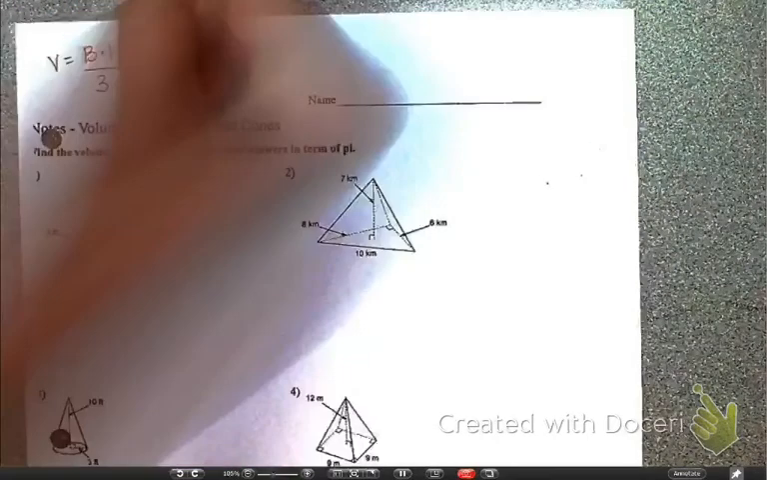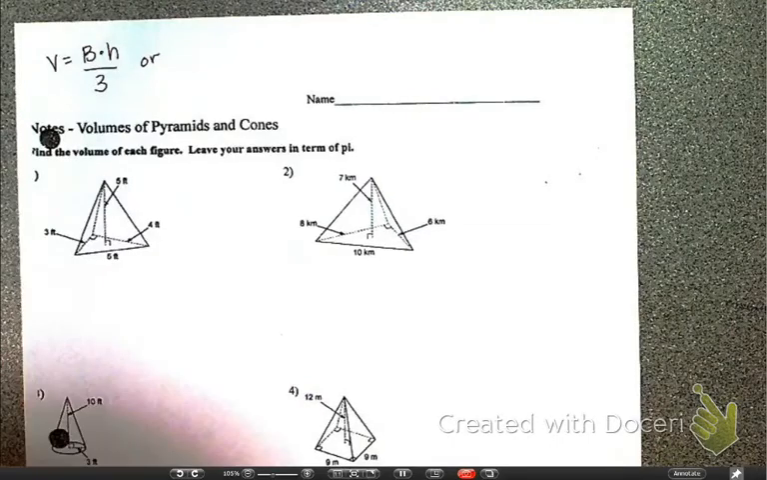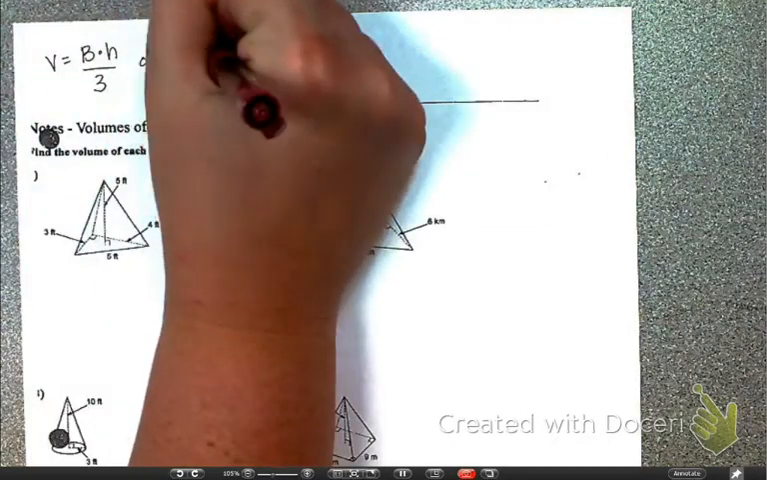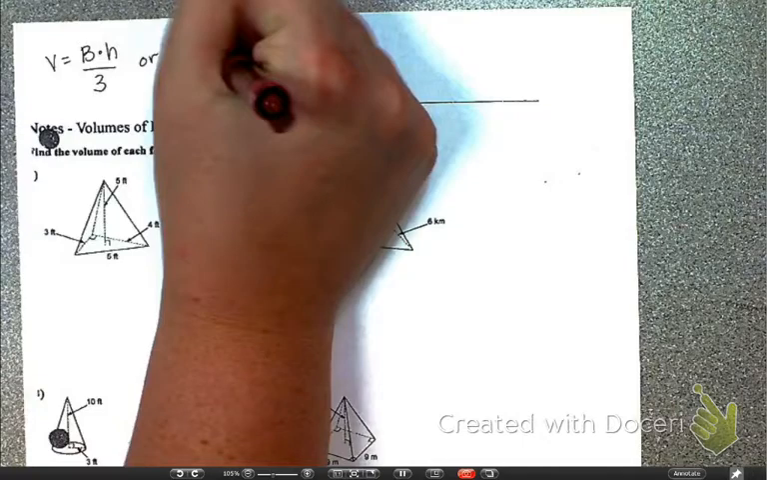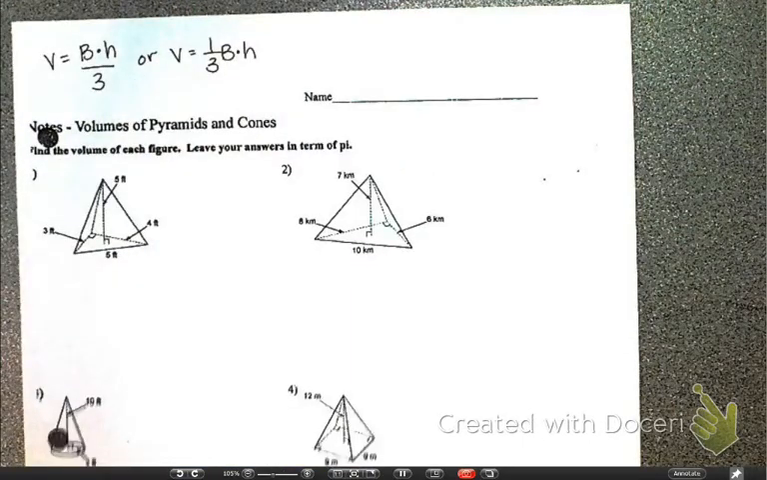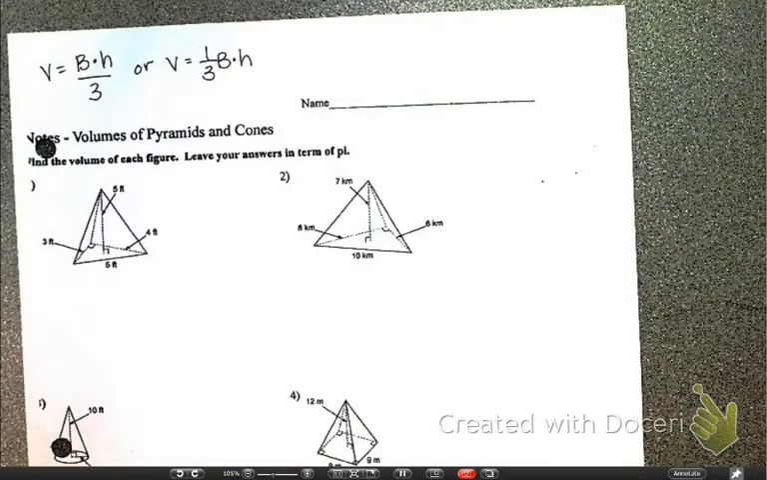Another way I would write it, which might be a little more helpful in some situations, is 1/3 the base area times the height. So we're not really learning a new formula. We just figured out how the volumes differ a little bit. So it's that 1/3 piece that's going to be different. B still stands for base area, so we're going to replace that B with our formulas for area. What are formulas that we've used?